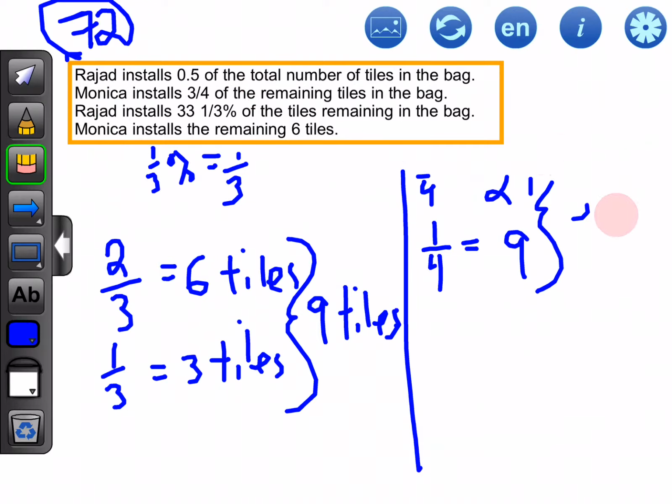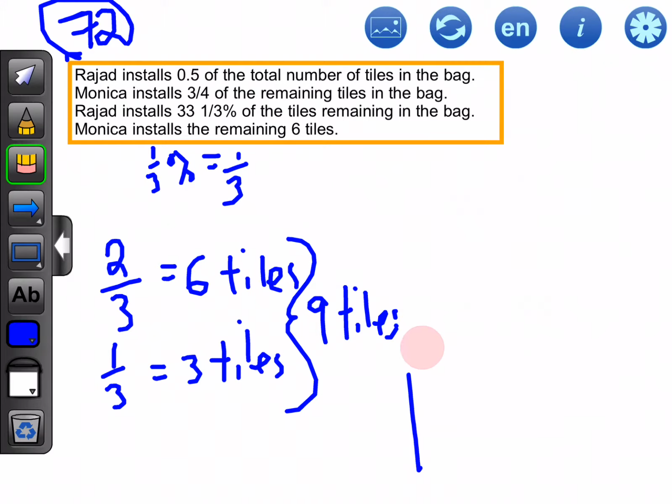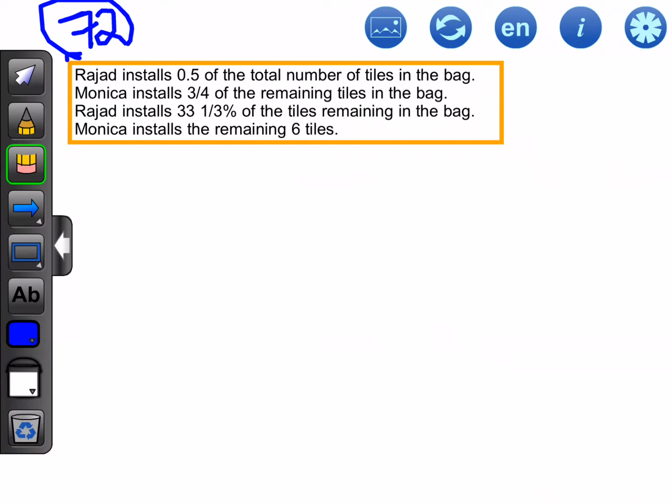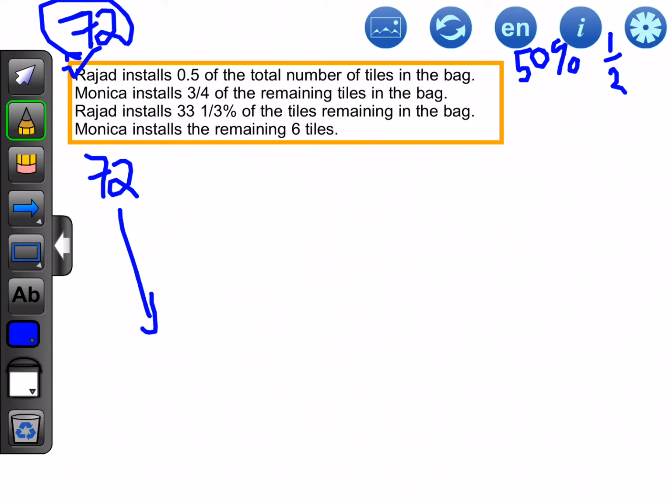Now let's check. Let's just erase all this, and let's check pretending that the answer is 72. And if we get 6 at the end, then we know that we're right. So, 72. Step 1. Rajad installs 0.5, which is 50% or 1/2. So half stays in the bag, the other half goes up to the ceiling.